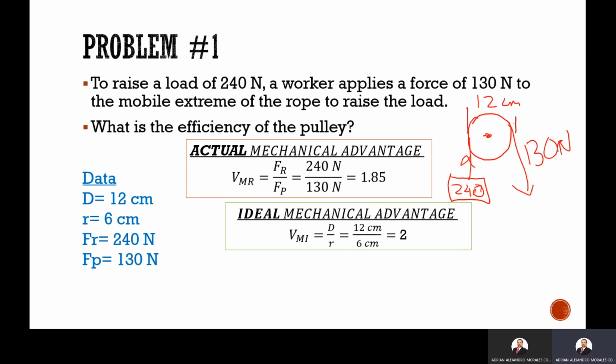Next step, we need to identify the mechanical advantage, but now it's the ideal mechanical advantage. So that value can be identified as the diameter of the pulley over the radius of the pulley. That means 12 centimeters over 6 centimeters. That is giving us an ideal mechanical advantage of 2.